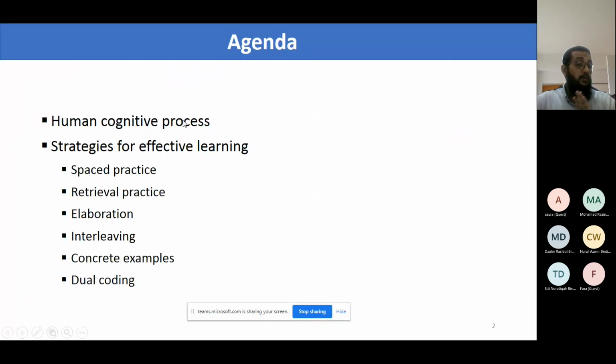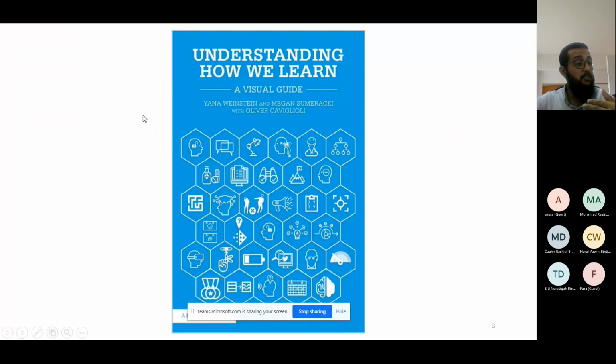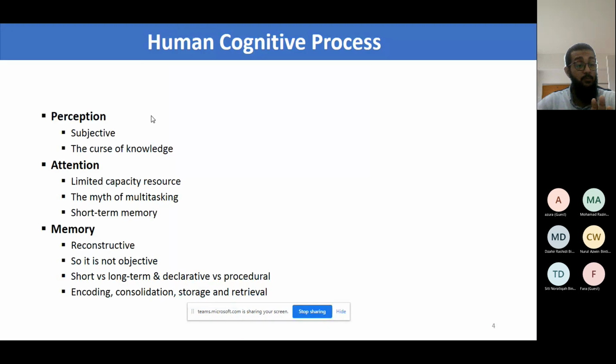First, we talked about some cognitive processes for humanity. All of our talk was based on this book, so please look this book up later on. So we said there are three aspects we pay attention to. The first is perception. Perception is subjective, and you have to be aware of the curse of knowledge.